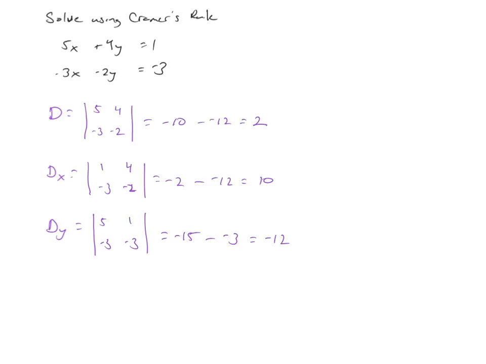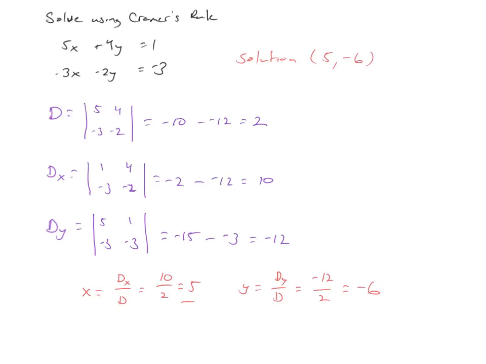And so what Cramer's rule tells me on this one is that x is going to equal D sub x over D, which in this case is 10 over 2, which equals 5. And y is going to be D sub y over D, which is negative 12 over 2, which is negative 6. So the solution to this system is the point 5, negative 6.